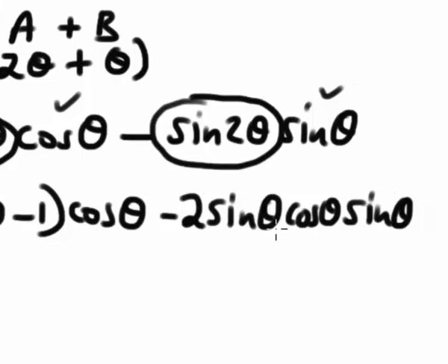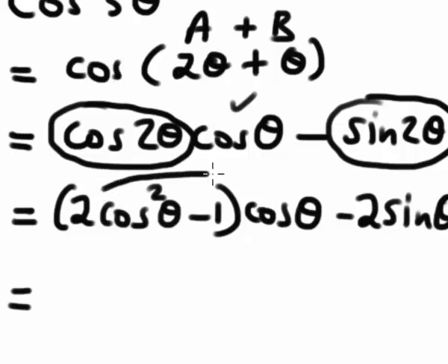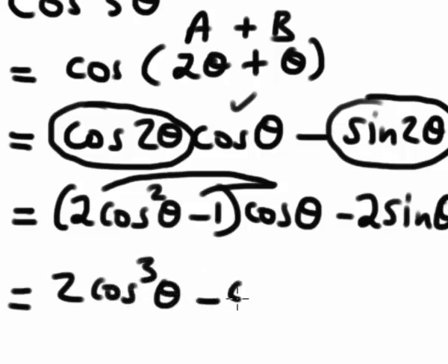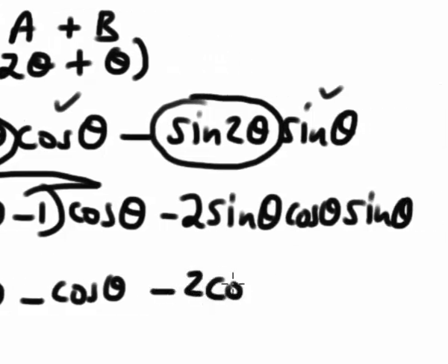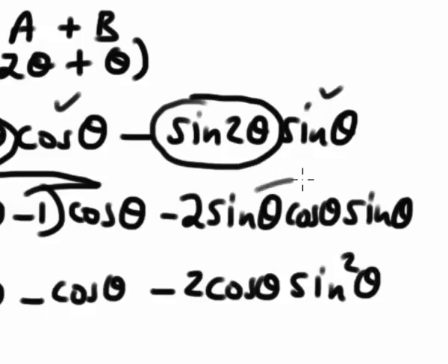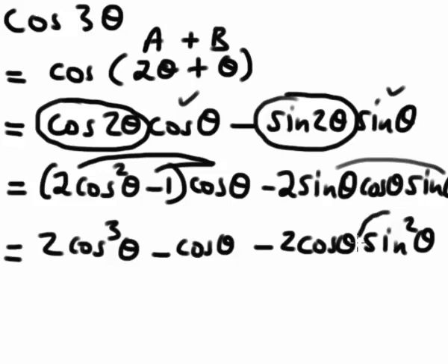Alright, sine and sine is sine squared, so let's distribute. If we take that times that and that times that, we get 2 cos cubed theta minus 1 cos theta. This gives us minus 2 cos theta there, but then we're still multiplying by 2 sine squared if you connect these two. So there's all coses except this chap here. And what do we do with that?